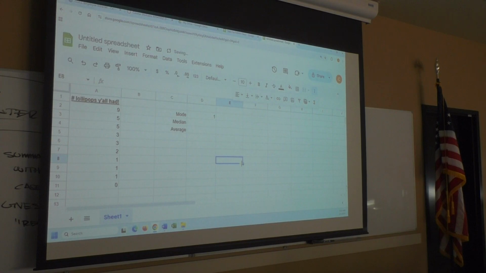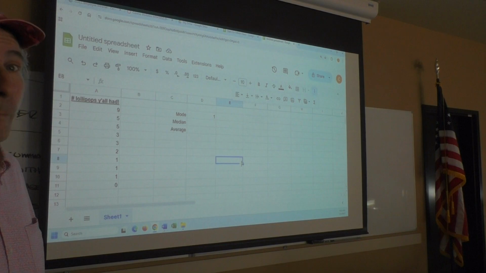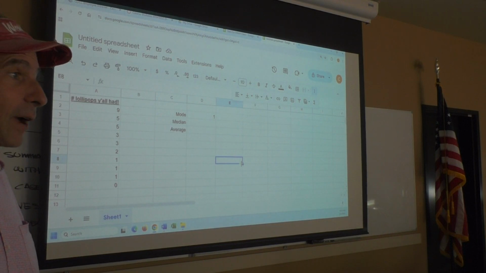Mode. Most frequently occurring data point. Usually it's 1. Sometimes there's more than 1. All right, let's do the median. We know it's 2.5, right?